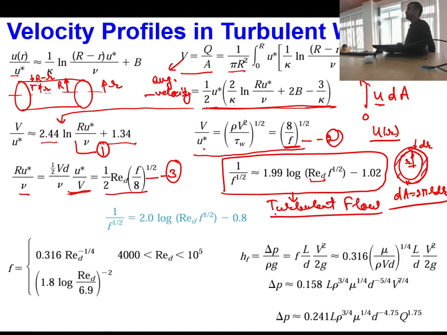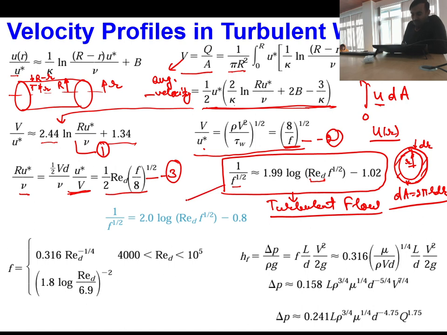Is this point clear? So basically we did a similar analysis, but the only difference was that in the case of fully developed laminar flow, the velocity profile was parabolic. Here the velocity profile is logarithmic. Okay, is this point clear? So in place of 64 by Reynolds number, the friction factor for turbulent flow is this one.